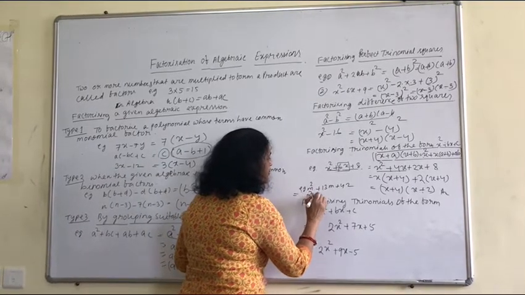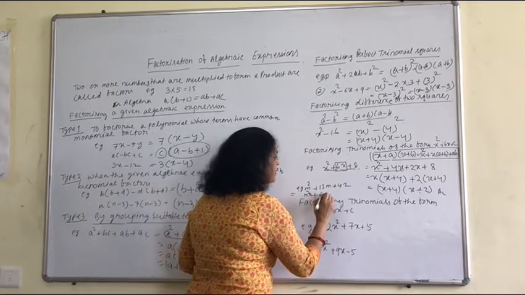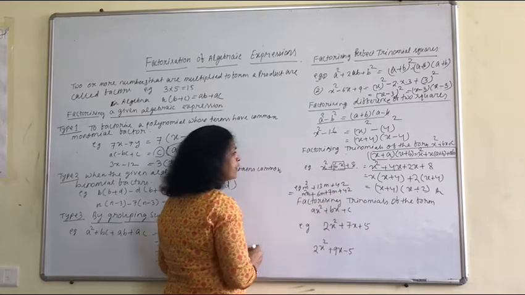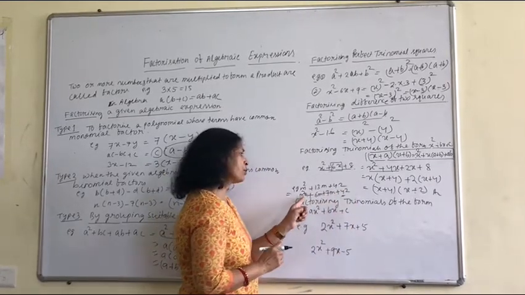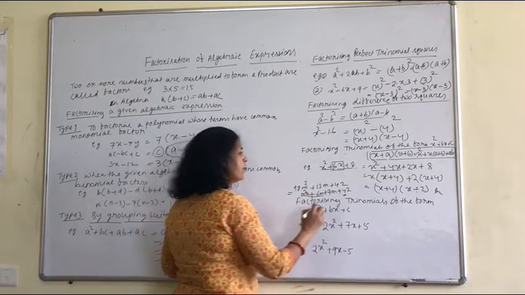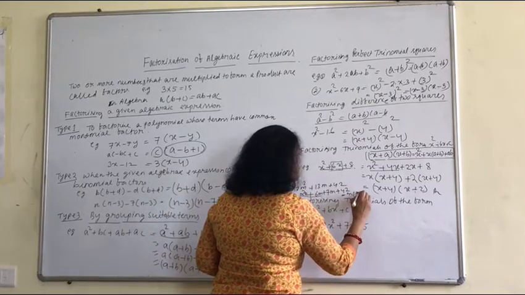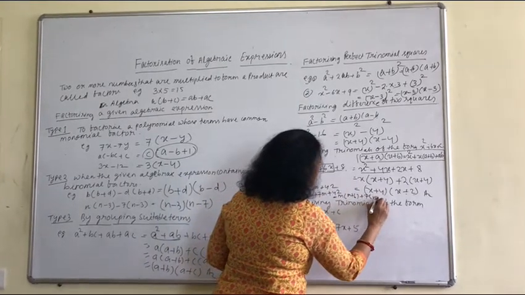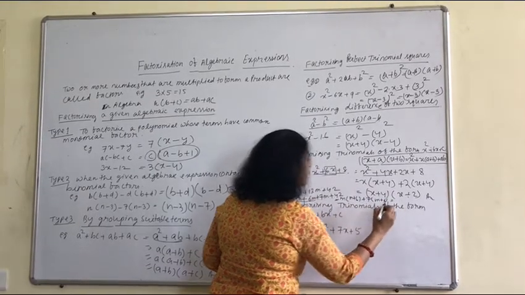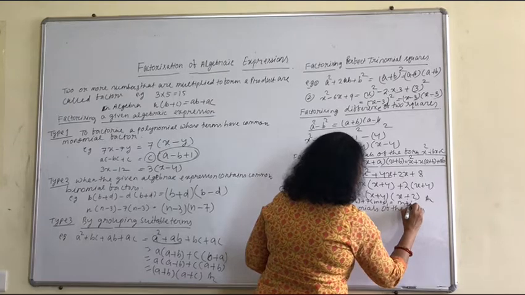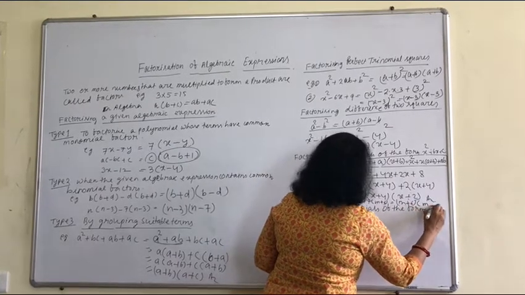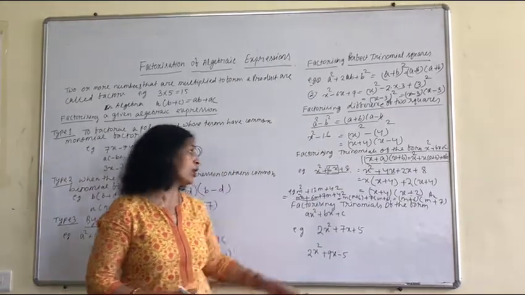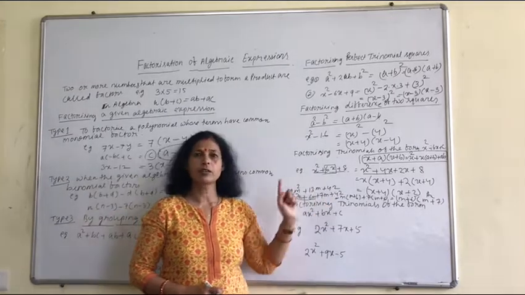m square plus 13m as m square plus 6m plus 7m plus 42. Then you take common m from m square plus 6m, you get m plus 6. From 7m plus 42 you take common 7, m plus 6. Then m plus 6 is common again, so m plus 7. So m plus 6 and m plus 7 are the two factors of m square plus 13m plus 42.